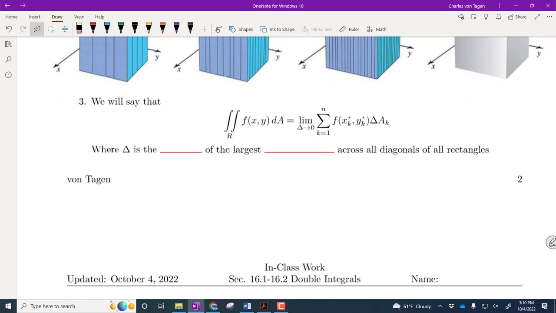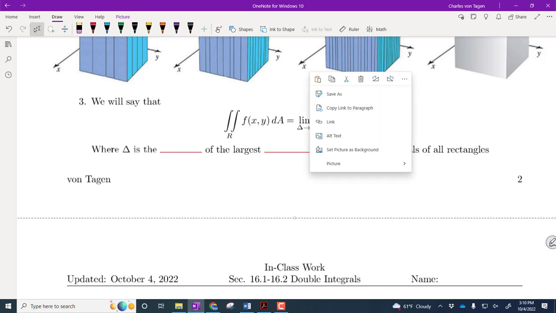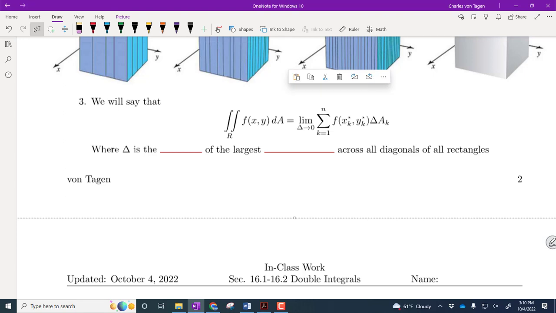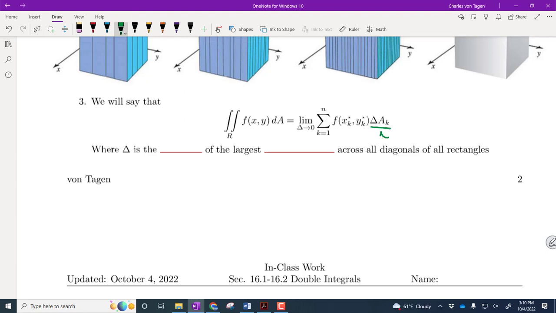And the same thing happened in Calc 1, folks. If you go back and look at your Calc 1 notes, we started off doing a finite sum. So here's this finite sum right here. Does everyone see the finite sum before I take the limit? Before I take the limit, I'm adding up the volumes of k columns. Sorry, let me say that one more time. I'm not adding up k columns, I'm adding up the volumes of k columns. So notice that this is the area of the base of the kth column.